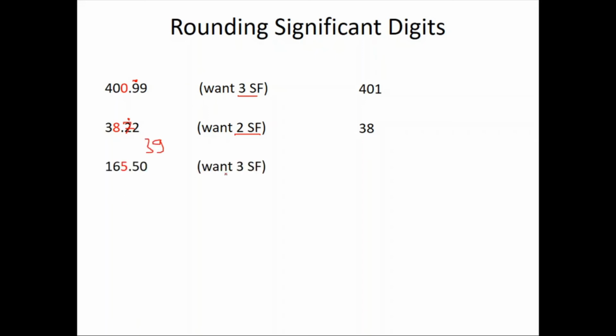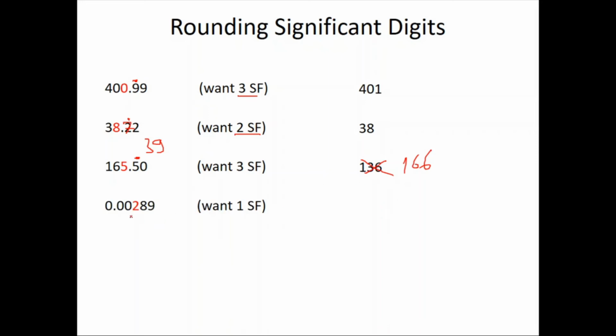Next, let's round this one to 3 significant figures, and then 1, 2, 3, we are going to concentrate on this one. This is 5, and that's why we are going to increase this one by 1. This is going to be 100. I'm sorry, this is not correct. It's going to be 166.